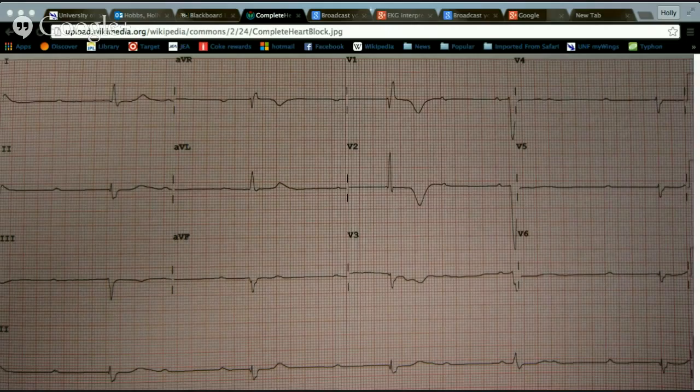Based on this EKG, I'd have to say it's third degree complete AV block with ventricular focus, rate of 20, with an irregular rate because there's AV dissociation, left axis deviation, and possible ischemic changes. And I would recommend possibly getting a pacemaker. Thank you.